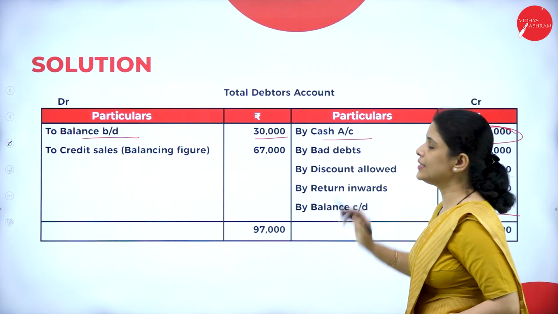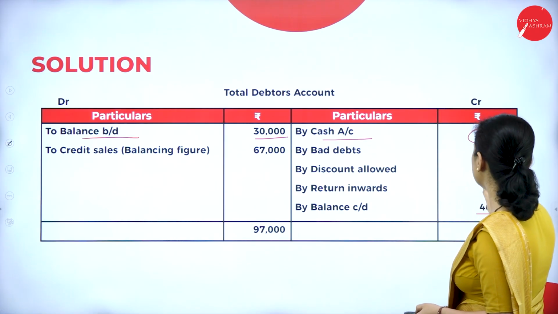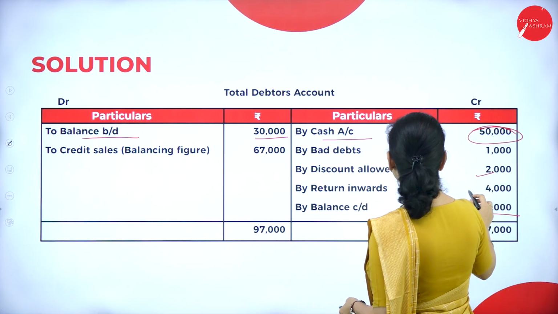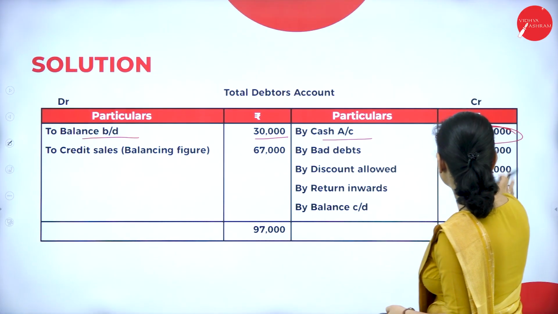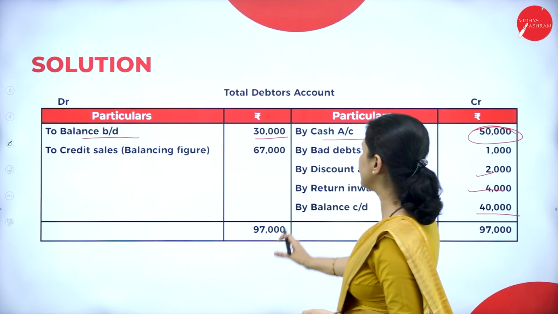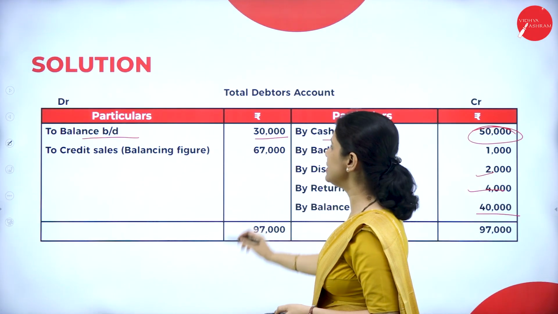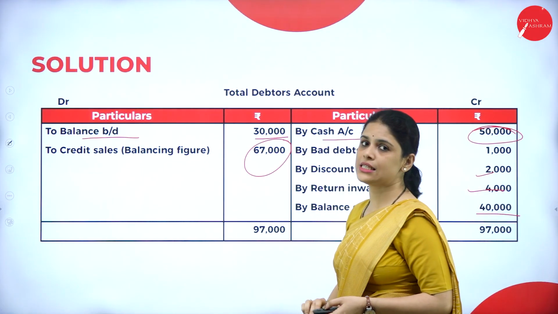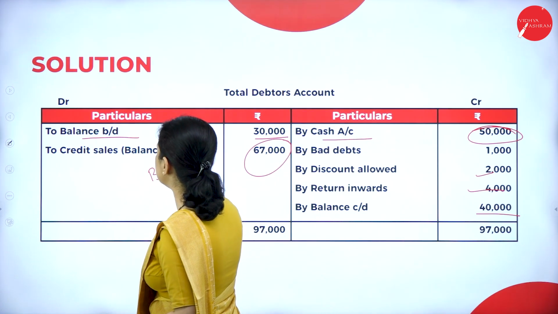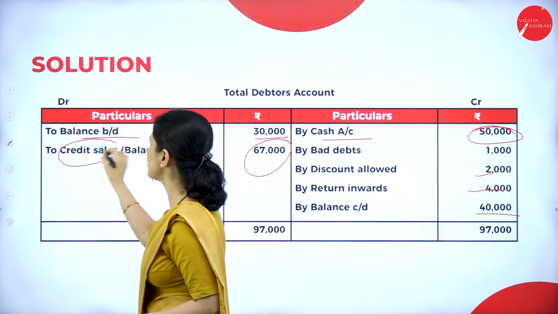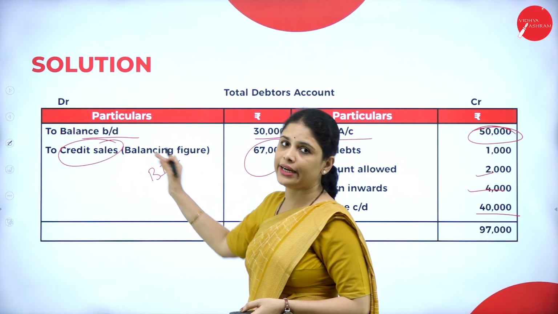Next, bad debt is given. That will also come in the total debtors account, 1,000. Discount allowed is 2,000. Return inwards 4,000. And balance carried down is already written. So what is the total? Total will be 97,000. Out of that we have to deduct the opening balance. Then what will we get? We will get 67,000. That 67,000 is the balancing figure, that is credit sales. So when we prepare the total debtors account, we get the credit sales.